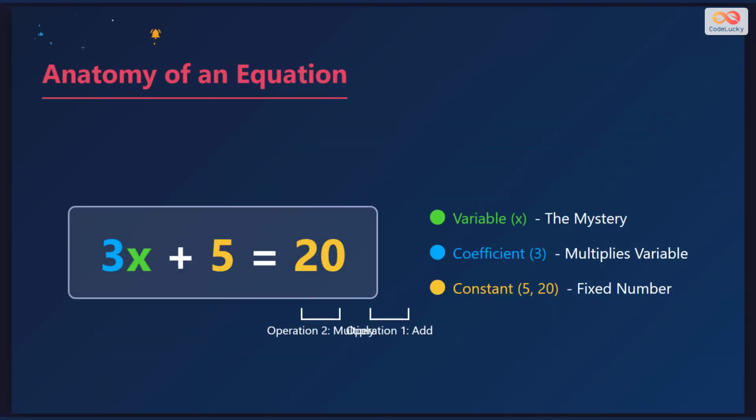First, let's understand the parts of an equation. Here we have 3x plus 5 equals 20. The letter x is the variable, the mystery number we need to find. The number 3 is the coefficient, which is multiplying the variable. And the numbers 5 and 20 are constants or fixed numbers.